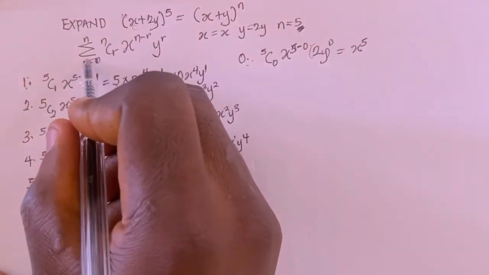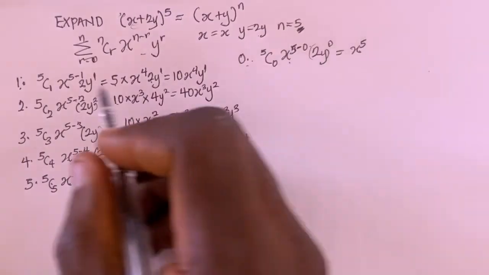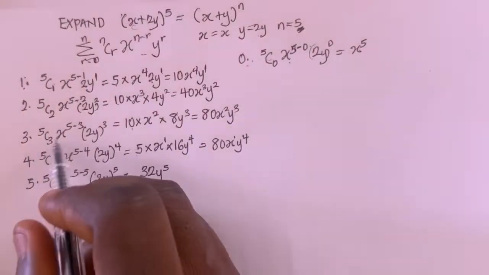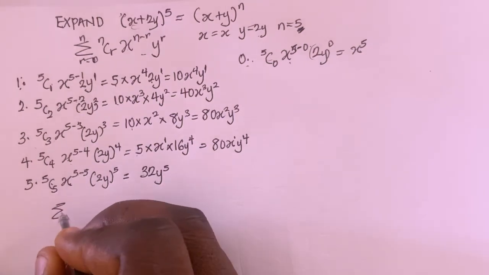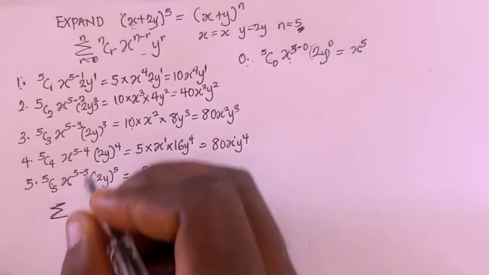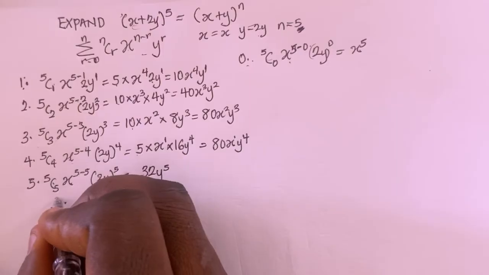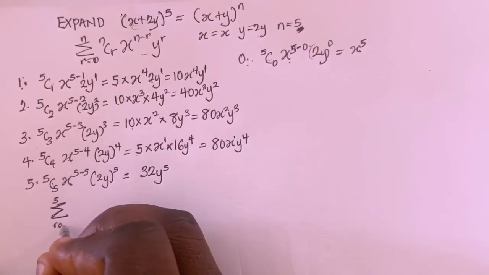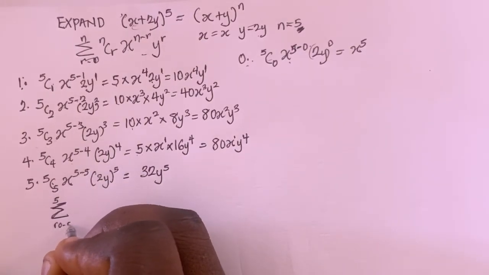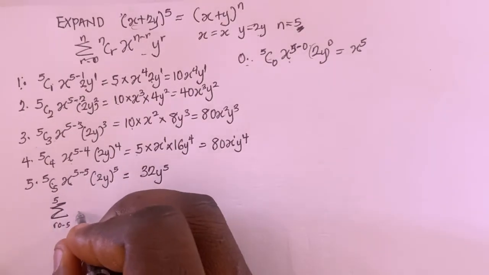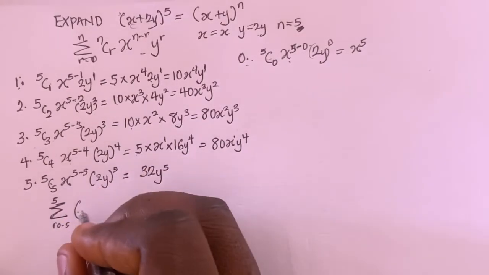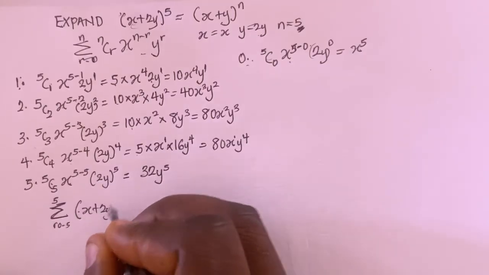But before I go, I just have to join everything together. Since I'm having summation of each term, the zeroth term, first, second, third, fourth, and fifth, I'm going to add them together. So I'm going to have summation, where n is 5, and r starts from 0 to 5, right? So I'm going to have n combination r, equals, let me just say, this is x plus 2y all raised to the power of 5.